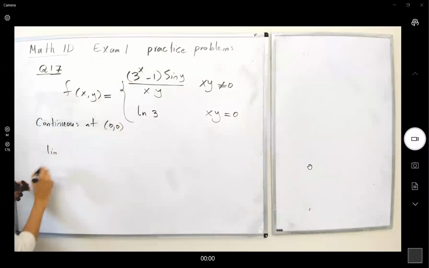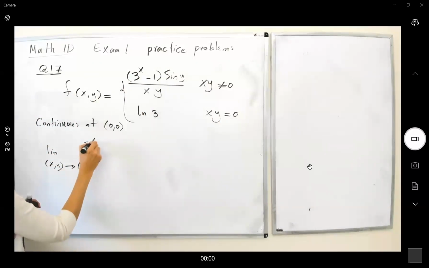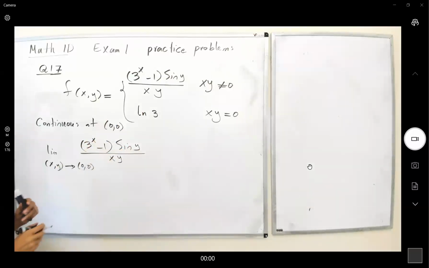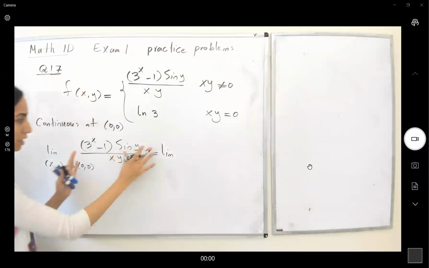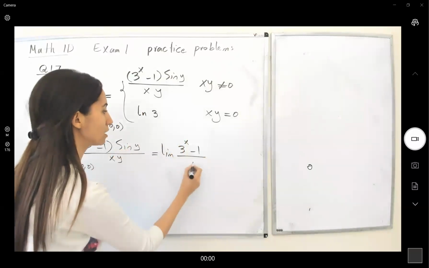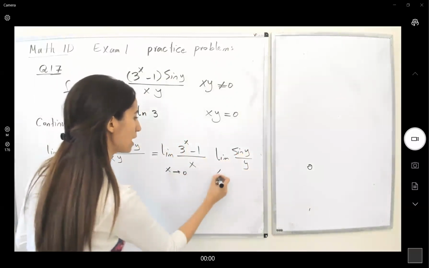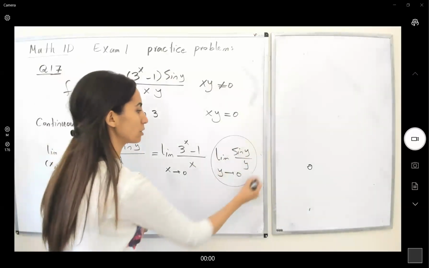Limit of the function while x and y approach 0 and 0. Let's take a look at the limit of the function. Here you have 3 to the x minus 1 sine y divided by xy. Okay, if I plug in 0 and 0, it doesn't give me any information that I can use. So I can separate these limits into the limit of 3 to the x minus 1 divided by x times the limit of sine y divided by y, x goes to 0 and y goes to 0. So as you all know from elementary calculus, that limit is equal to 1.